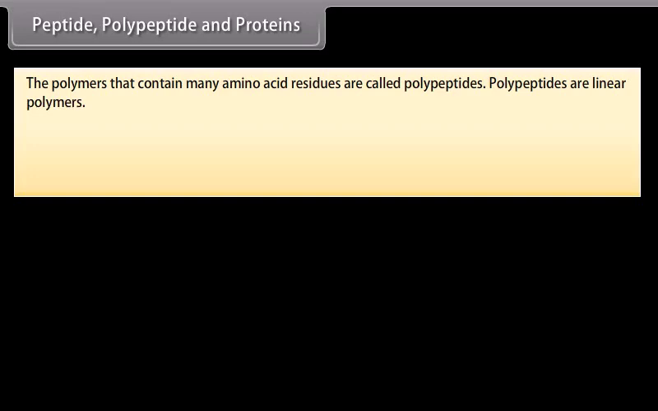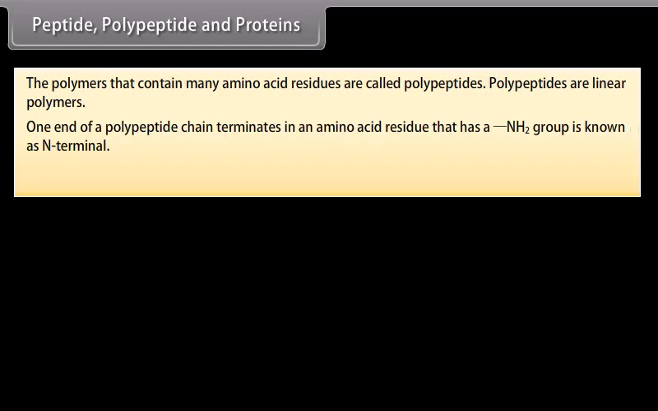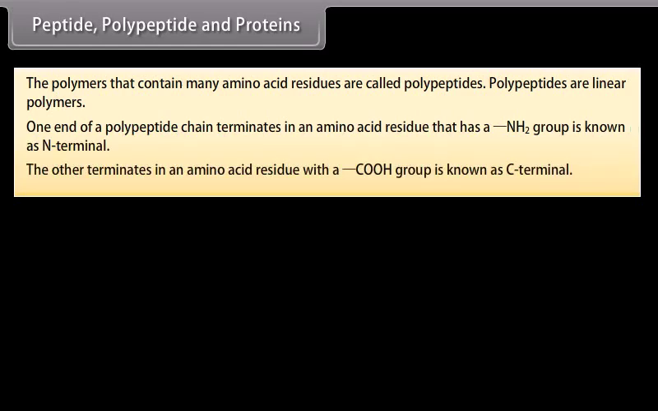Polypeptides are linear polymers. One end of a polypeptide chain terminates in an amino acid residue that has an NH2 group, known as the N-terminal. The other end terminates in an amino acid residue with a COOH group, known as the C-terminal.